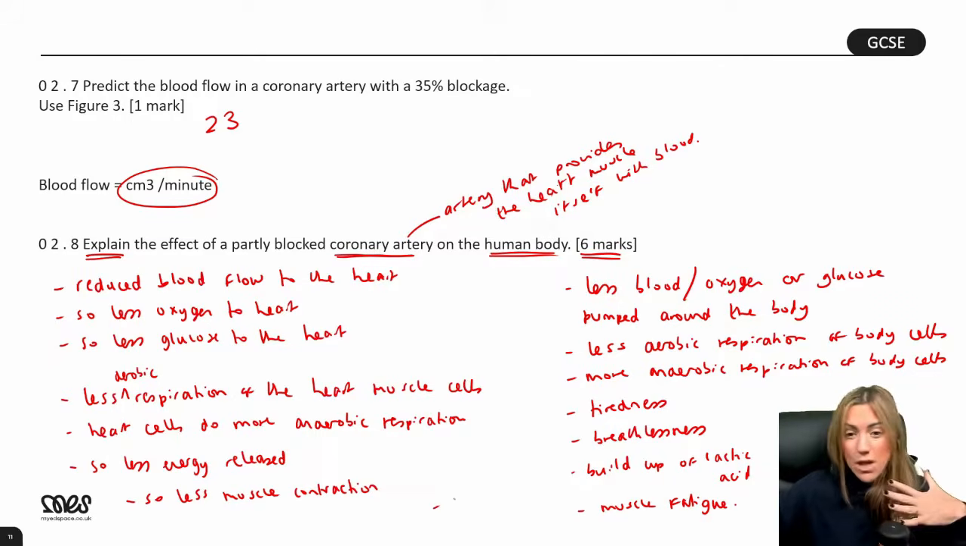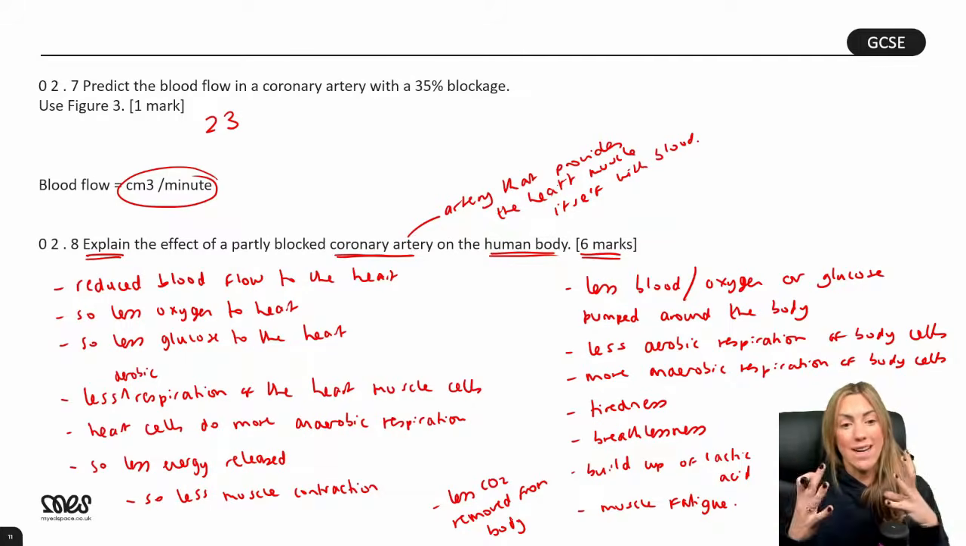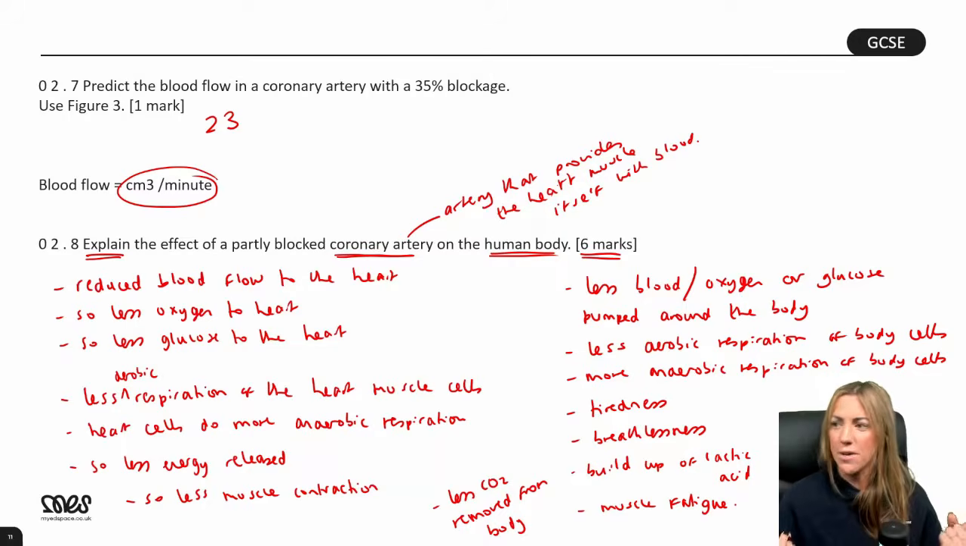It may also lead to less CO2 removed from the body, because if our heart is not contracting as frequently or as strongly, less blood is flowing around the body. So the cells are not going to be able to get rid of their carbon dioxide as quickly. It's not going to get carried to the lungs as quickly. We're not going to breathe it out. This is a hard question. Let's just check we're happy with what we're saying here.